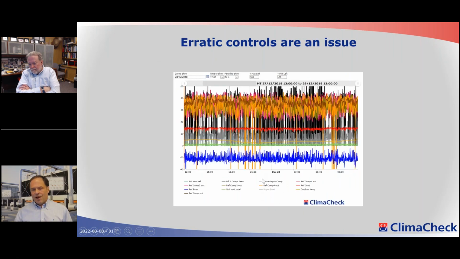Controls are in a terrible state on many sites. Here the compressor is cycling on and off, which kills the compressors, but also the evaporation temperature is fluctuating by more than 10 degrees. And as every degree means a 3 to 5% difference in performance, it's easy to understand that this is not an efficient operation.